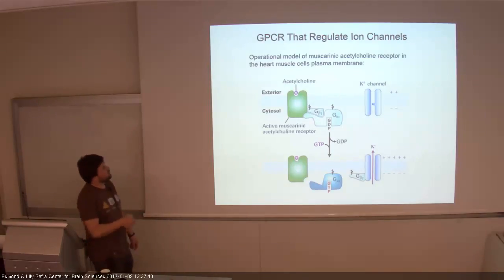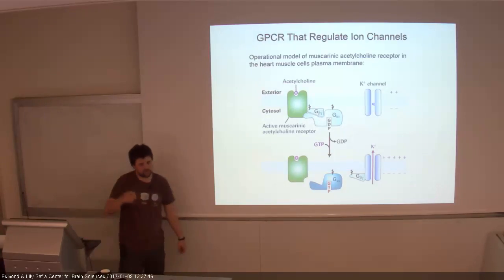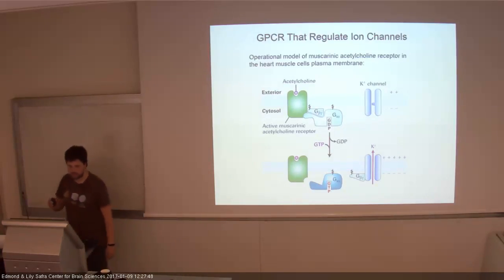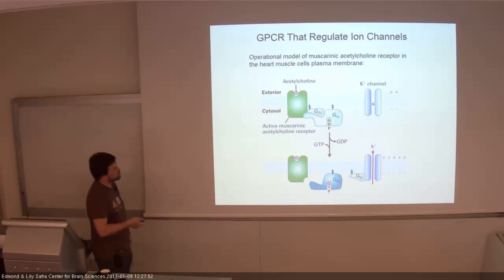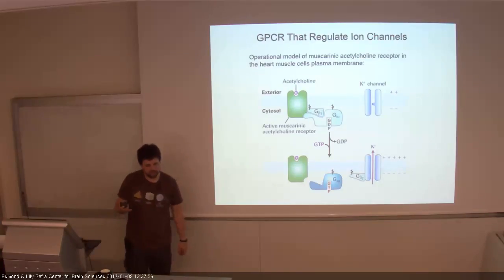So, for example, you can see these muscarinic receptors in a heart muscle cell, and this will cause a slowdown in the heart rate. So, the binding of acetylcholine will cause a slowdown in the heart rate in this case because it will lead to hyperpolarization. Okay?